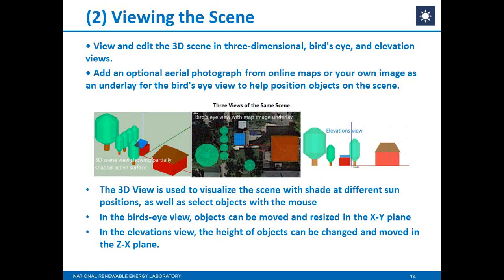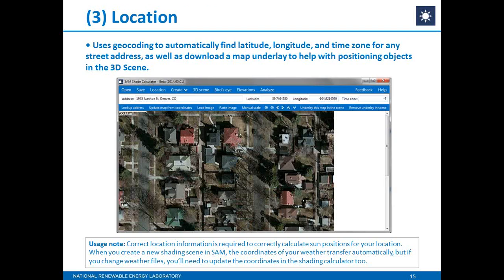So the shading tool also really needs detailed location information to be able to calculate the shading losses. This information automatically can come in from SAM, or you can type it in directly into the shading calculator itself. You can enter a street address, and the shading tool can use web services to find the latitude and longitude and time zone of your location.